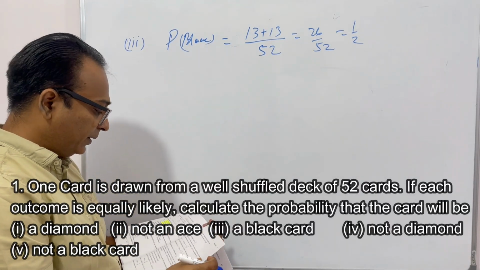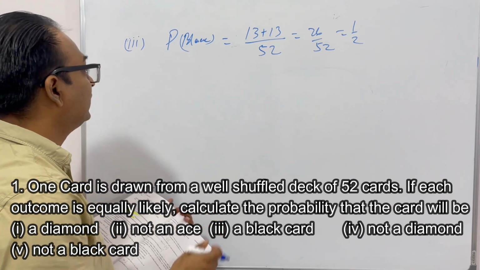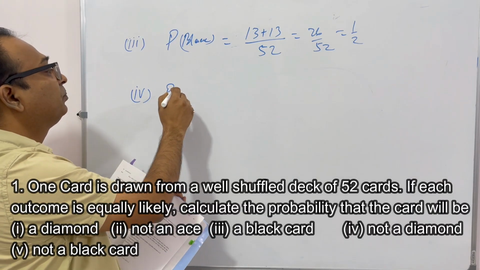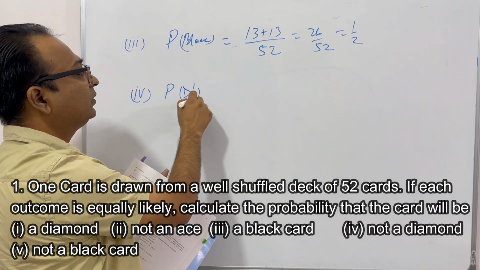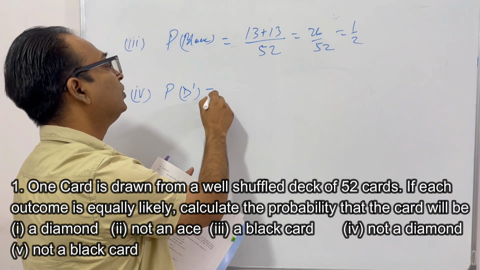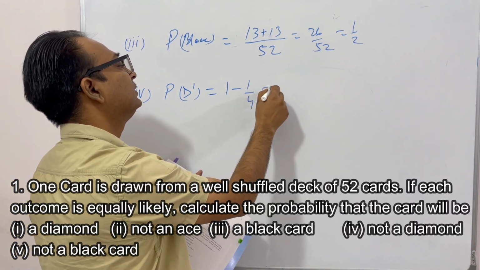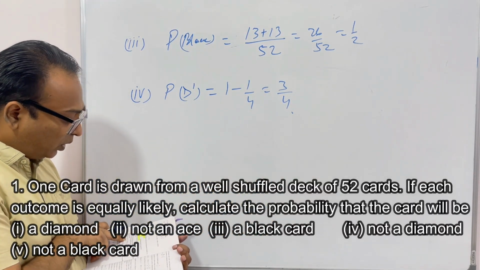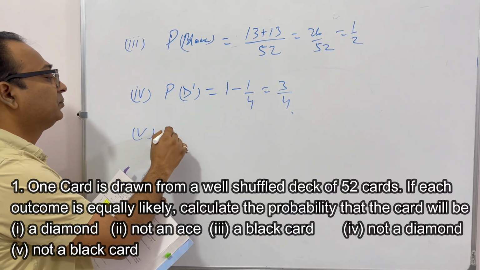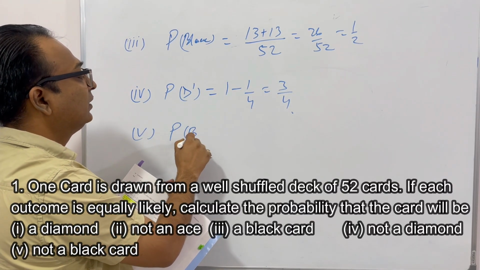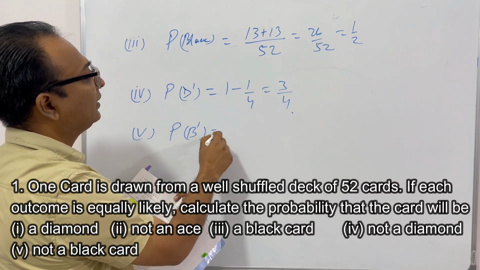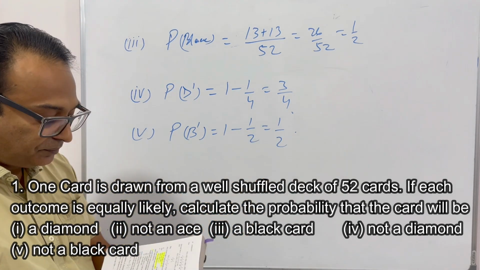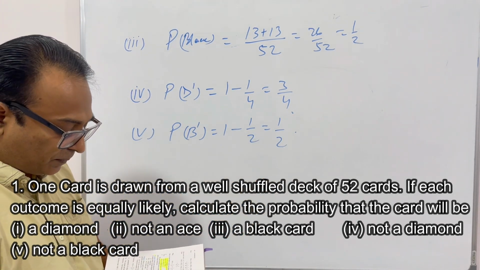Next question is not a diamond. We saw that the probability of getting a diamond was 1 by 4 in the first part. So not a diamond is 1 minus 1 by 4, that is 3 by 4. Then we have not a black card. We saw that the probability of getting a black card was 1 by 2. So not a black card will be 1 minus 1 by 2, that is 1 by 2. So very simple. Then we see our next question.